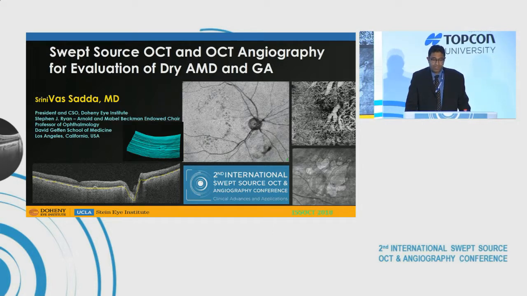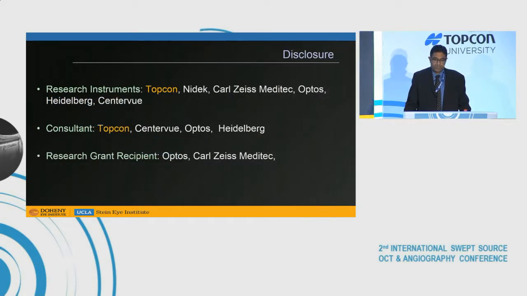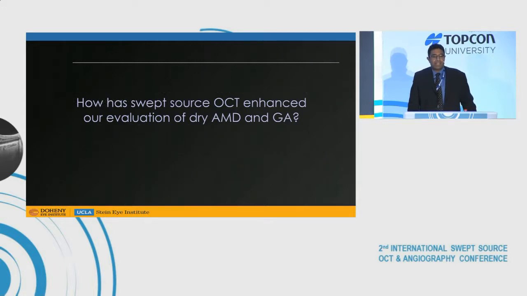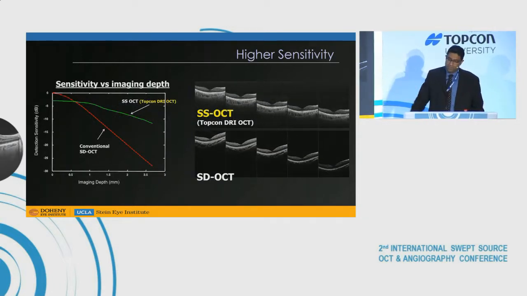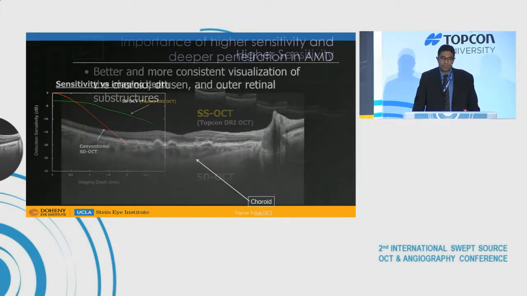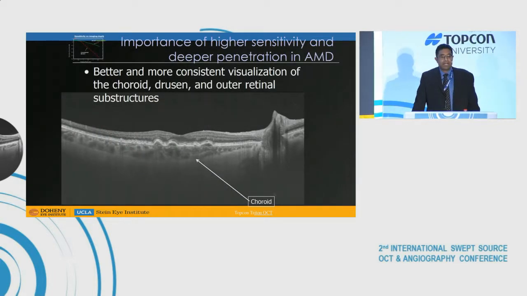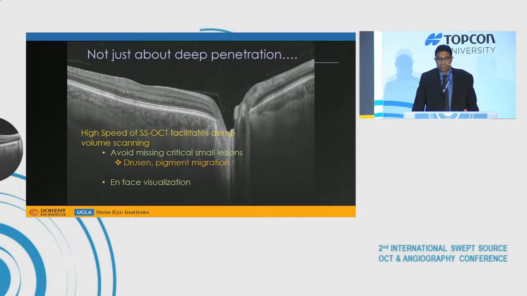All right, so I'm going to talk about swept source OCT and OCT-A in dry AMD. These are my disclosures. My focus is how swept source OCT has enhanced our evaluation of dry AMD and GA. The previous speakers, starting with Wolfgang Drexler and also Charles and Carl, emphasized the improved sensitivity with swept source OCT, which is very helpful for looking at the structures we're interested in in AMD: more consistent visualization of the choroid, drusen, and some of the outer retinal substructures.